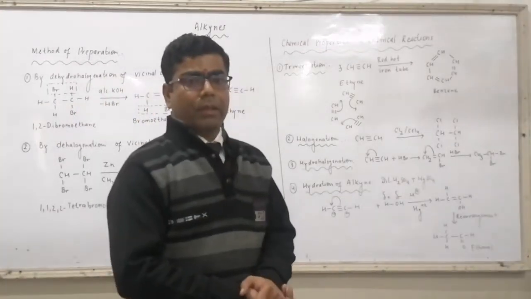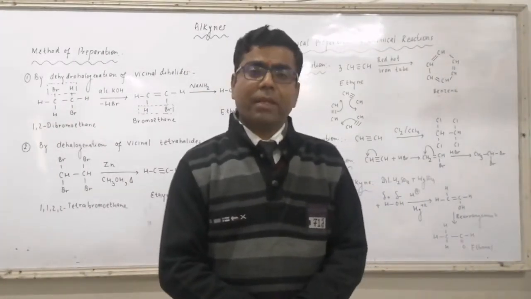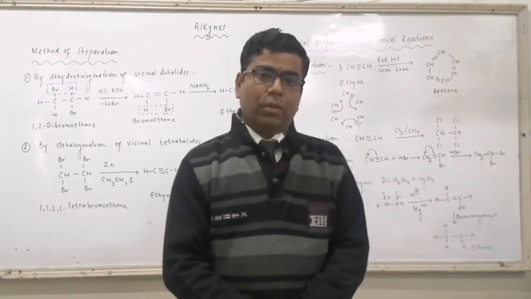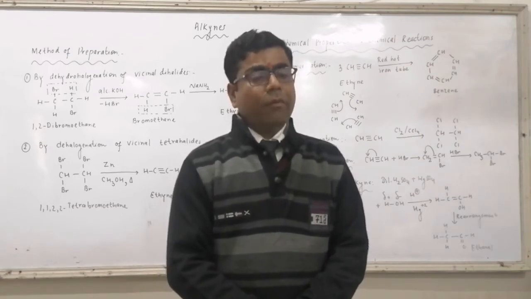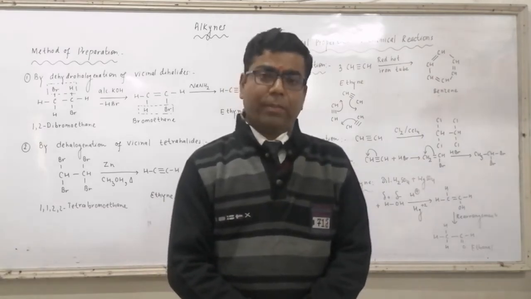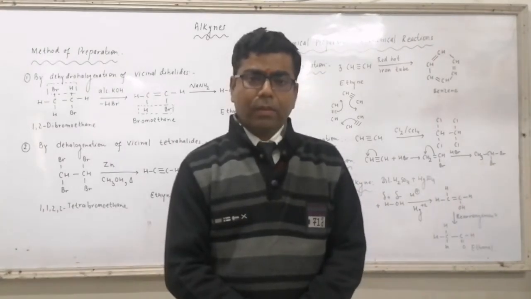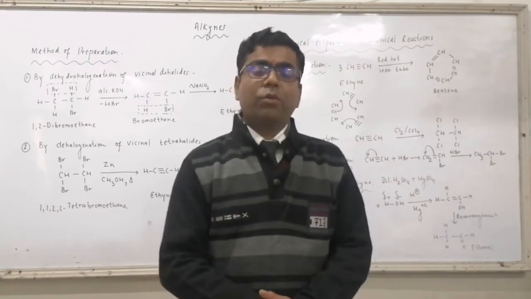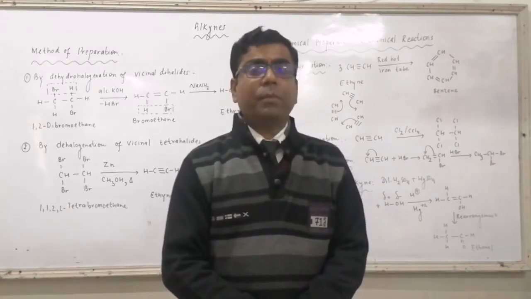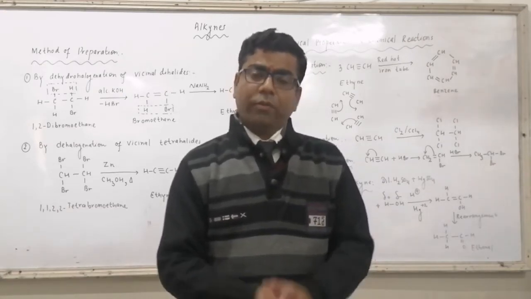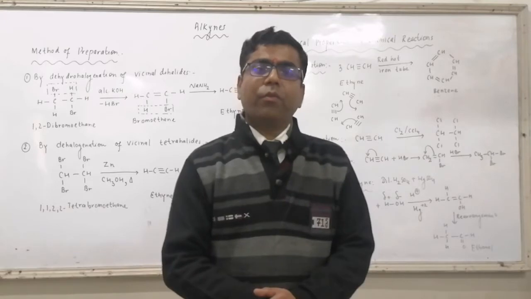You know it very well that vicinal dihalides are the organic compounds in which halogen atoms are present on neighboring carbon atoms. So vicinal dihalides, by dehydrohalogenation, can be converted to alkynes. Dehydrohalogenation is a type of elimination reaction. So the elimination reaction will take place two times. First time it will form haloalkene, and second time it will form alkyne.